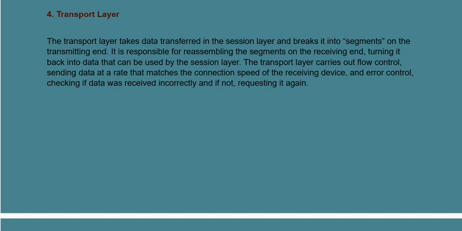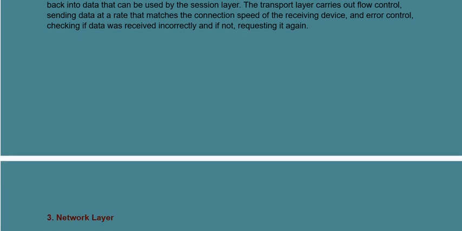The transport layer carries out flow control, sending data at a rate that matches the connection speed of the receiving device, and error control, checking if data was received incorrectly and if so, requesting it again.